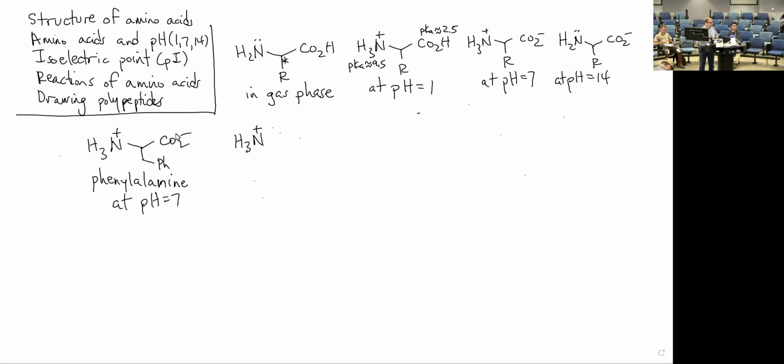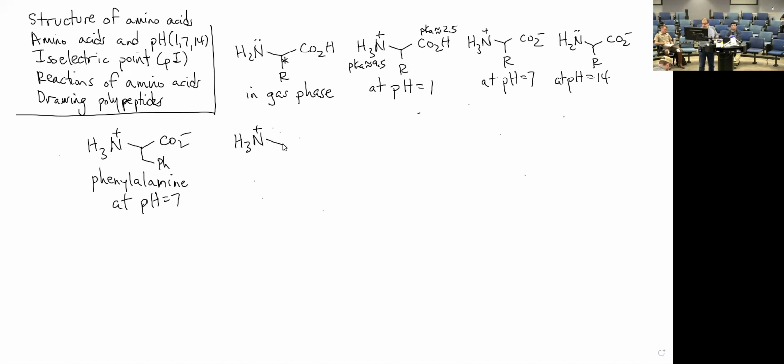So at pH equals 1, I guess the total charge in the molecule would be +1. At pH 7, the total charge is going to be 0. And at pH 14, we'll deprotonate the ammonium group and get the amine free base, NH2. And then the total charge on the molecule will be -1. So that's nice and clear in cases like with phenylalanine, where the side chain is not ionizable.